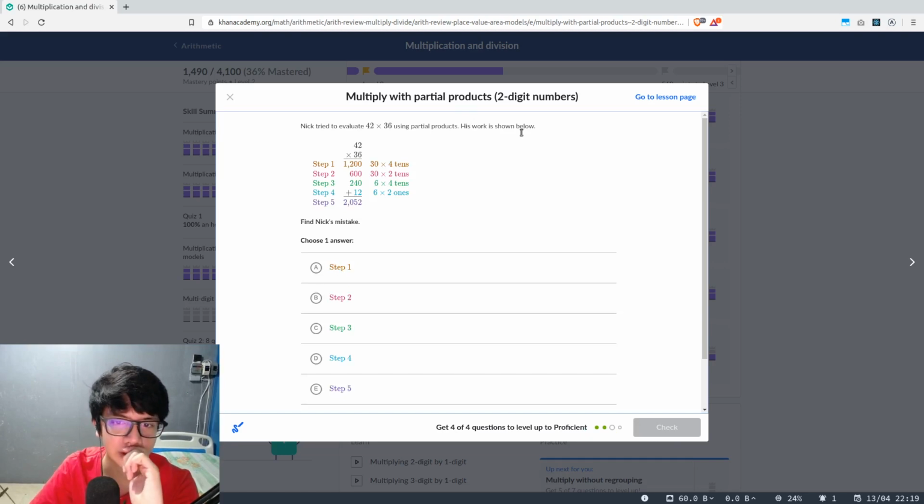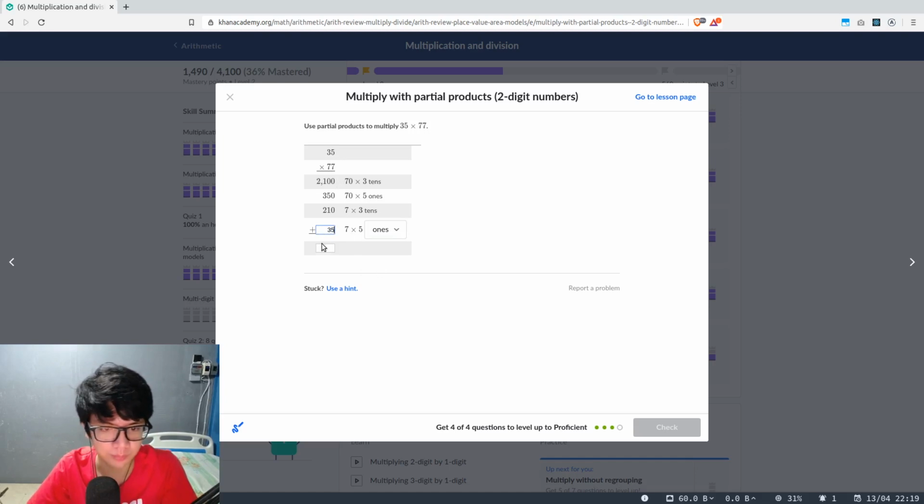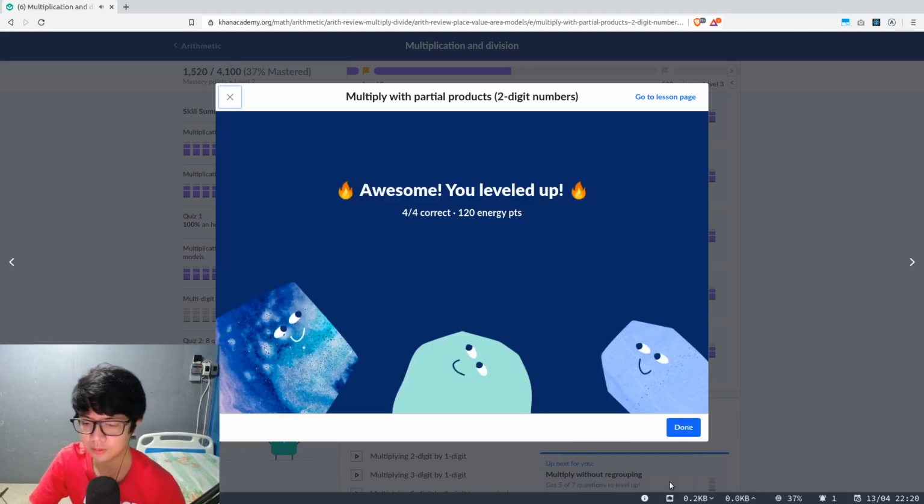Find X's mistake. 30 times 4 tenths. Okay. Oh no, not 2 tenths. Okay. 70 times 3 tenths, 70 times 5, 7 times 3 tenths, 7 times 5 ones, 705. Let's add everything up. So 2, 450, and then we have 660, then 95. Oh yeah, so good. Let's go.